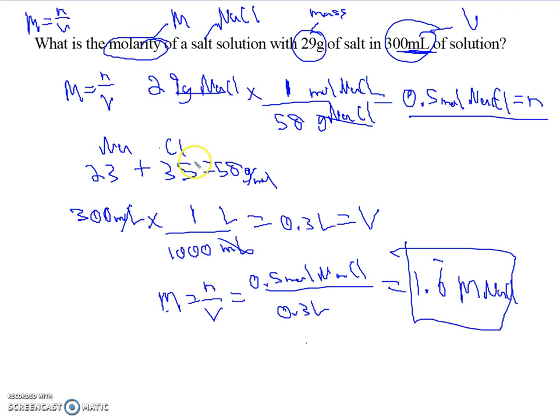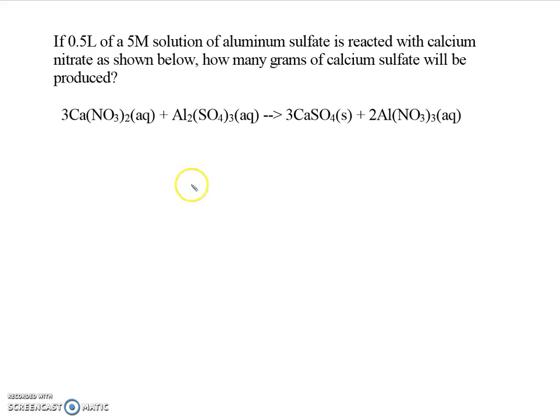So there we go. If you're finding molarity, you just need to find moles and volume. Sometimes you got to convert before you do that though, because it's always got to be in liters. Volume has to be in liters, and then moles obviously has to be in moles. Let's do one more practice one.